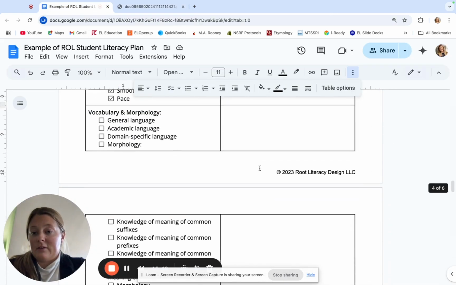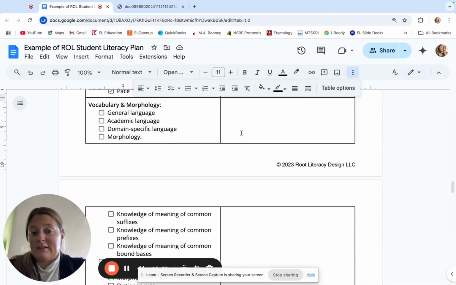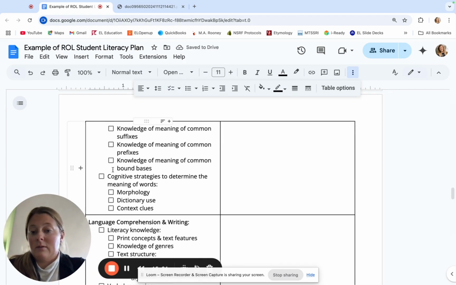I'm going to go to the next section, vocabulary and morphology. I didn't test this with him, so I'm going to put an A. I didn't get into knowledge of prefixes, bases, or any of that.